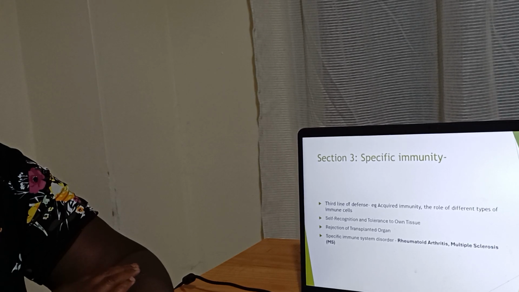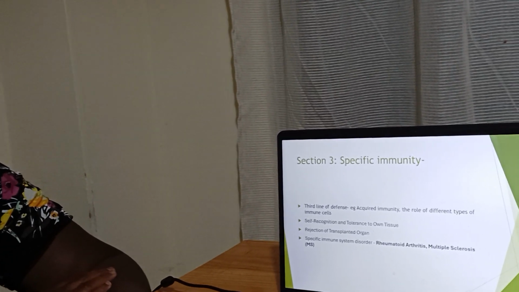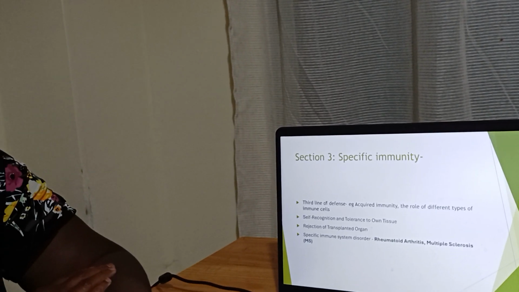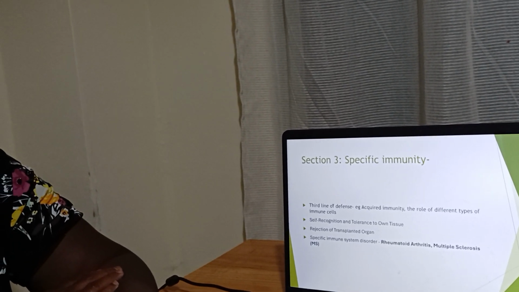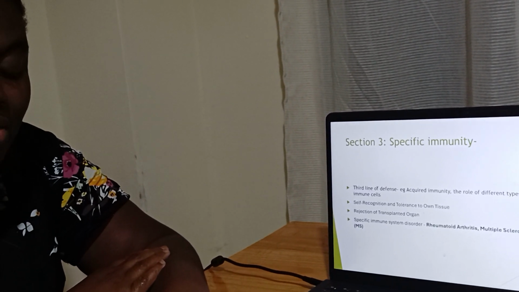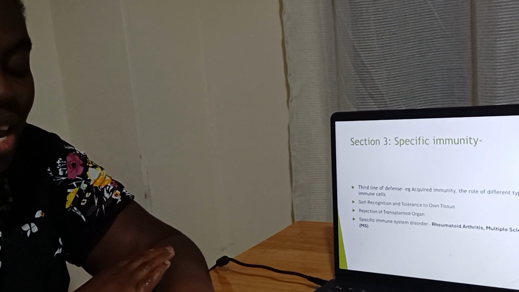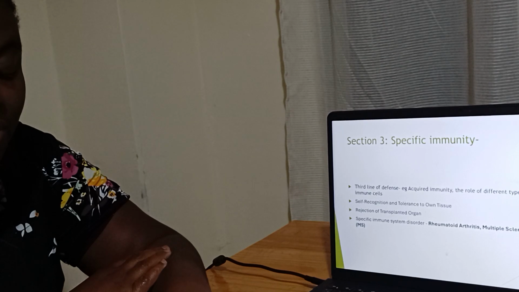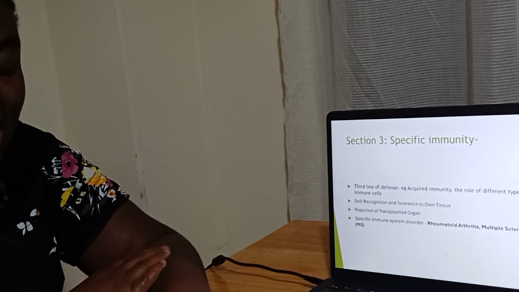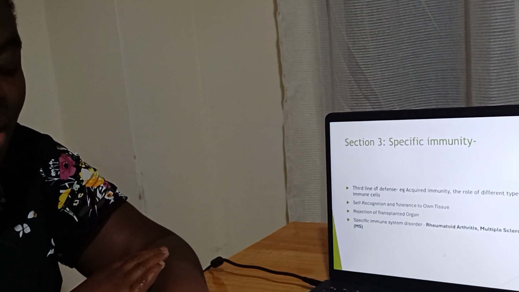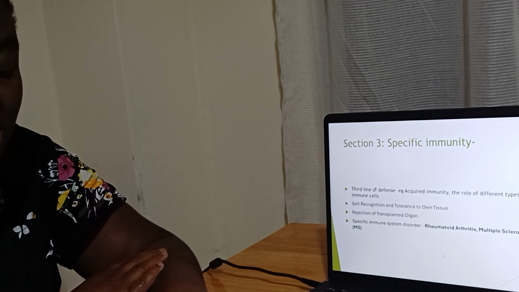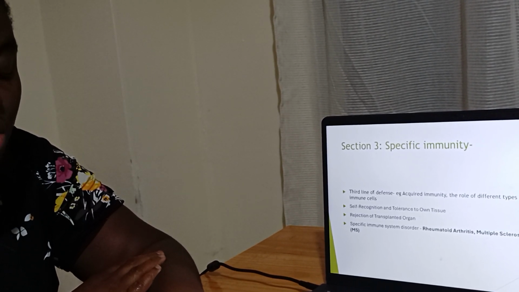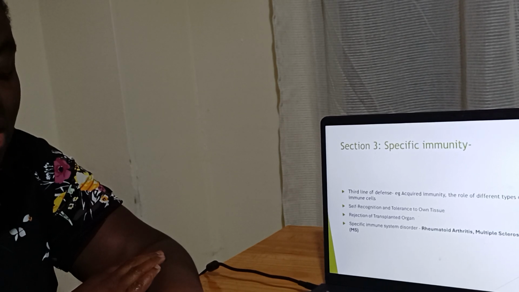Then we have specific immune system disorders such as rheumatoid arthritis, which is a chronic inflammatory disorder that primarily affects the joints. It occurs when the immune system mistakenly attacks the synovium, the lining of the membranes that surround the joint. This results in painful swelling and over time can cause bone erosion and joint deformity.